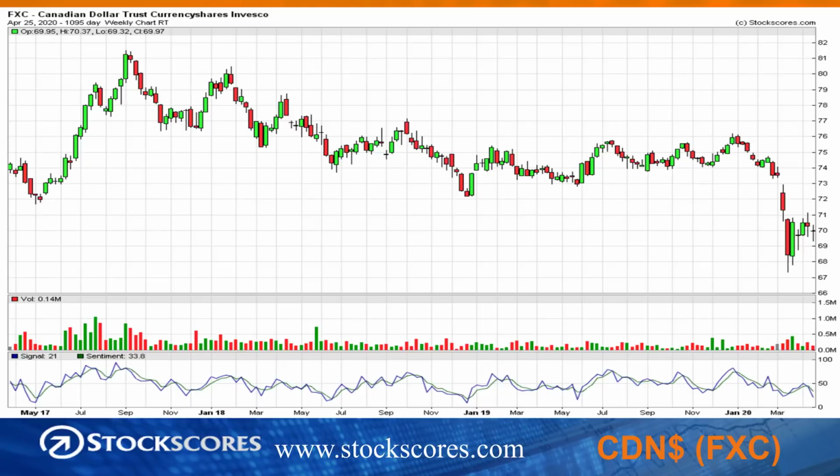We cannot say that for the Canadian dollar. You can see here on the weekly, we broke down through support from a falling top. That led to this big decline. We've bottomed. We're trying to build a rising bottom, but until we break this downward trend line, I remain a bear on the Canadian dollar.